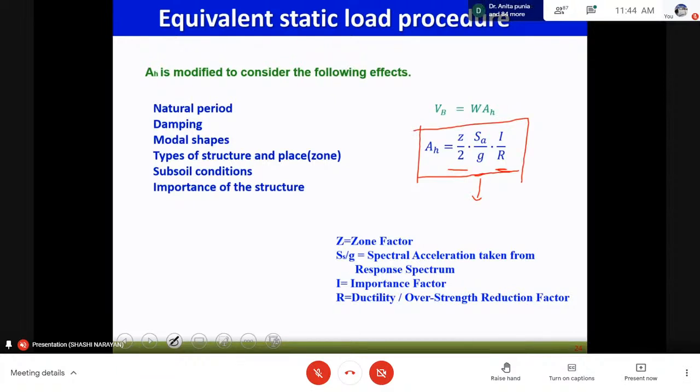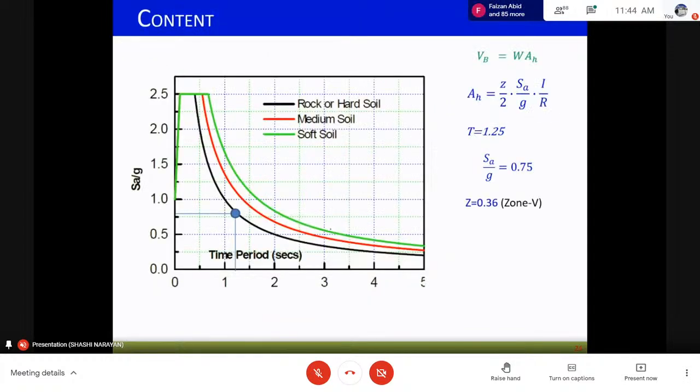This is an empirical formula which has been developed based on probabilistic analysis, and this V_B equal to W into A_h will give us our base shear. So if we take a period of 1.25 seconds, Sa by g comes out to be nearly 0.75, if we think of hard rock. And if we think of a zone factor of 0.36, this will come 0.18 into 0.75 into 2 by 5, for an importance factor taking 2 and a reduction factor 5.